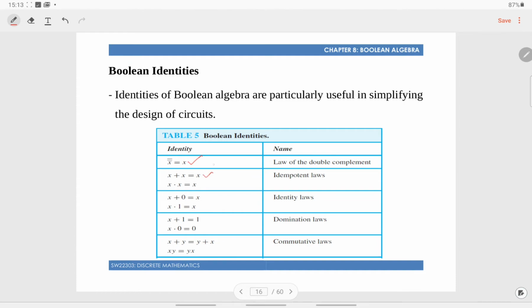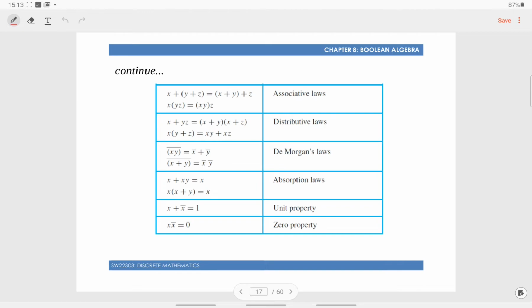x plus x equal to x, and x times x also equal to x, comes from the idempotent laws. x plus 0 equal to x, and x times 1 equal to x, comes from the identity law. x plus 1 equal to 1, and x times 0 equal to 0, comes from the dominant law. And x plus y equal to y plus x, and x times y equal to y times x, comes from the commutative law. Alright. So we also have another table for the remaining identities. You can find these identities easily from the book text.